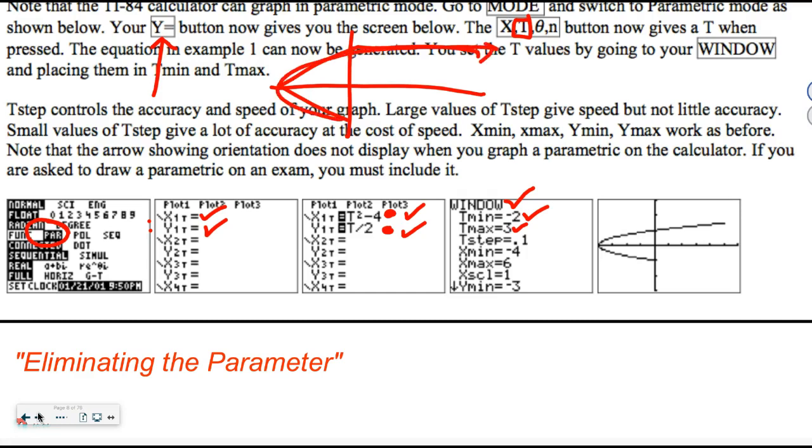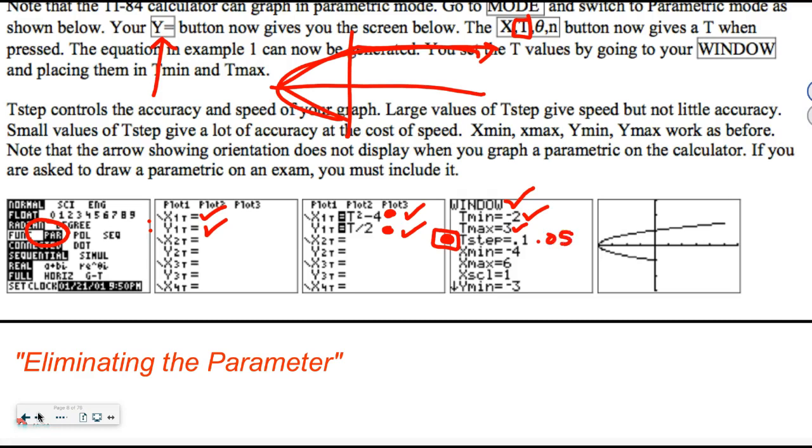Your calculator doesn't know that. So what that's controlled by is the T-step. This guy is who's in control of speed and accuracy. So when you gain speed, you lose accuracy. So there's kind of a sweet spot for that. I actually think it's about 0.05 is my favorite T-step.